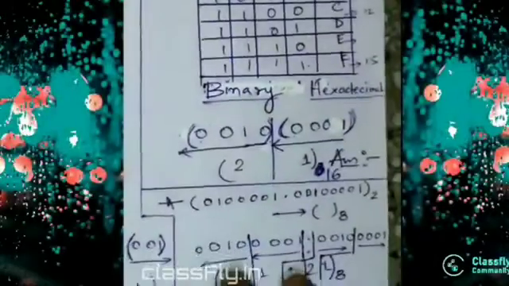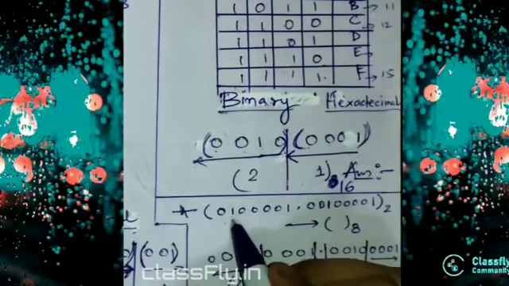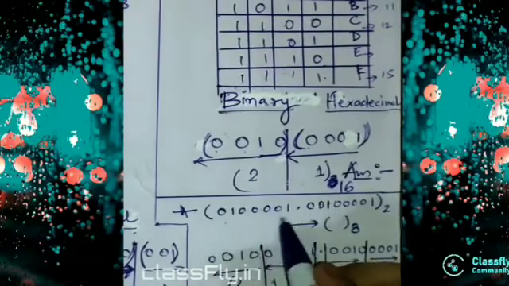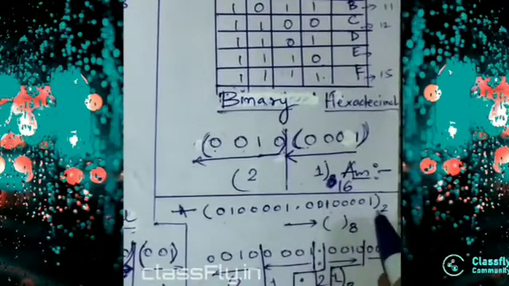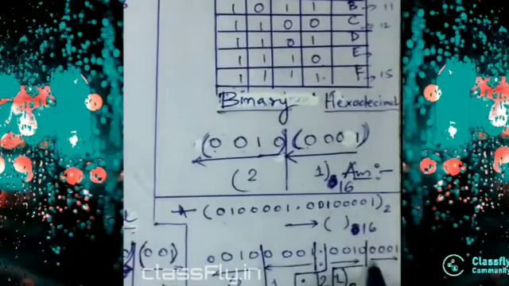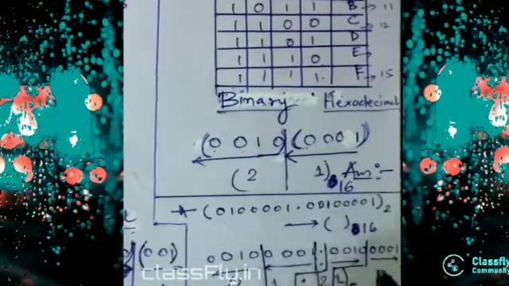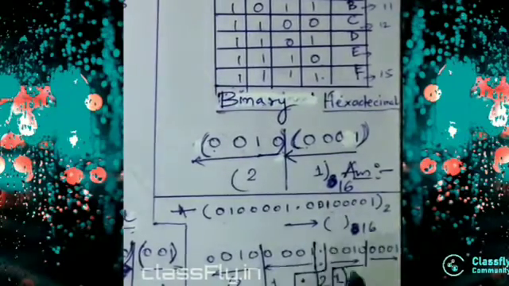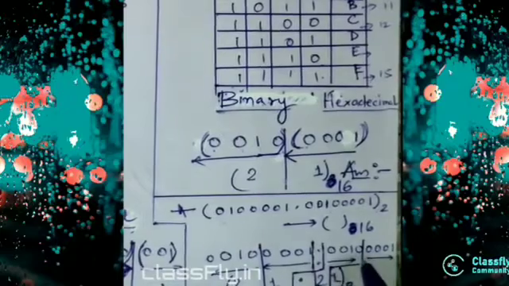Now we will see a floating point. This is the floating point question, that is 0, 1, 0, 0, 0, 0, 1, point 0, 0, 1, 0, 0, 0, 0, 1. This is the binary to hexadecimal we have to do. So we will write the question. If you want, you can divide by 4. Before the decimal we will move from right to left, but after the decimal we will move from left to right.